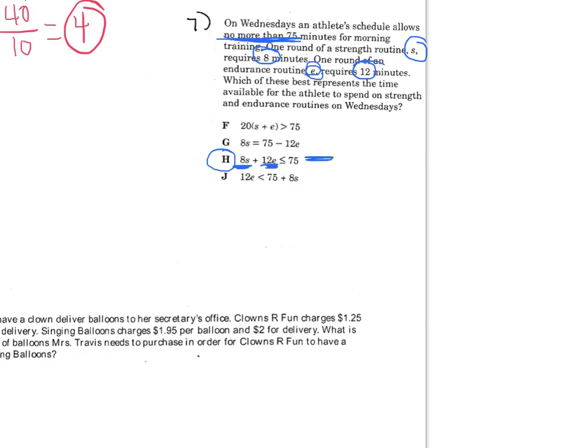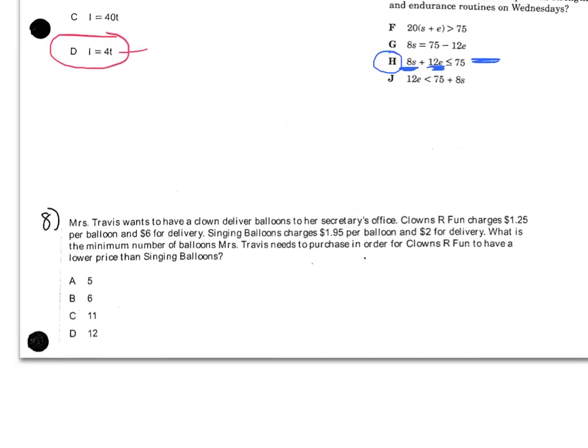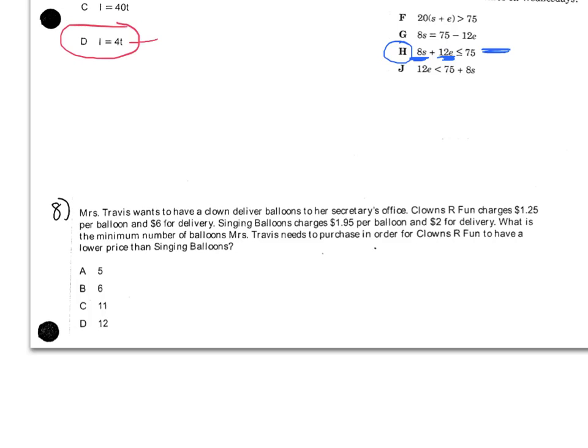Okay, last but not least, we have number 8 here. Number 8 says that Mrs. Travis wants to have a clown deliver balloons to her secretary's office. Clowns Are Fun charges $1.25 per balloon. I'm going to underline that, $1.25 per balloon, and $6 for delivery. Singing Balloons charges $1.95 per balloon and $2 for delivery. What is the minimum number of balloons Miss Travis needs to purchase in order for Clowns Are Fun to have a lower price than Singing Balloons?